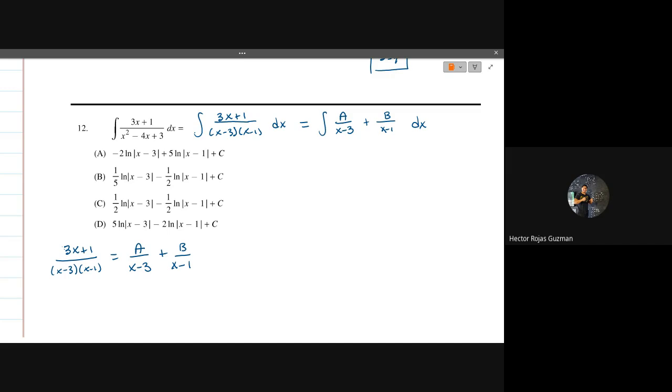So what you want to do right here is basically solve for A and B. We're going to multiply both sides by the denominator to cancel it out. And same thing over here. We're going to multiply by x minus 3 times x minus 1. And we're going to distribute. What ends up happening is that the x minus 3's cancel for the first fraction, leaving us with A times x minus 1. And for the second fraction, the x minus 1's cancel, which is B times x minus 3.